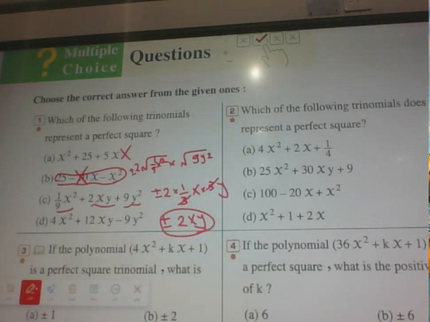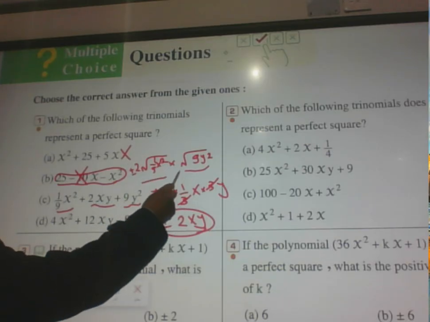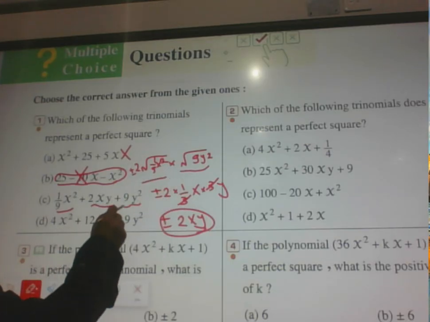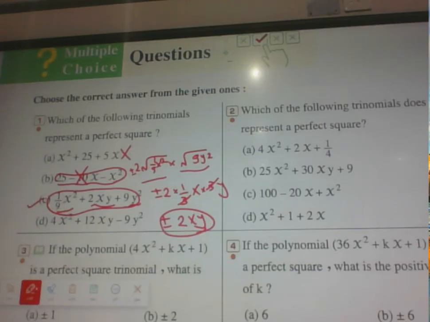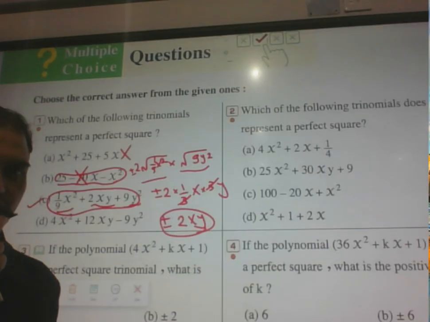Then the middle here equals positive or negative 2 times the square root of the first times the square root of the third. Then we must choose letter C. The answer here, letter C, we call it a perfect square. We have the square root of the first and the square root of the third, and the middle equals 2 times the square root of the first, times the square root of the third.